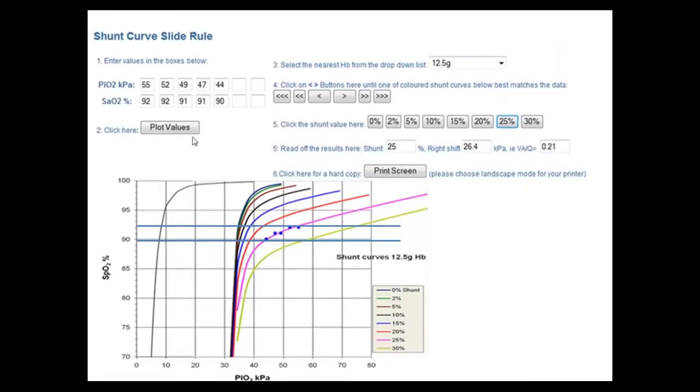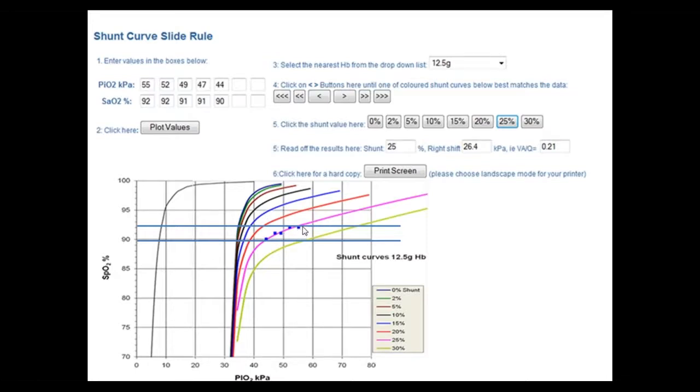If you apply that on the shunt curve slide rule, which is available as I mentioned online, the inspired oxygen fraction is high, and as I mentioned it will be the same if you are at sea level. It will be 55% inhaled oxygen, and the saturation 92. You reduce from 55 to 52, it will be 92. There is no change. Reduce again to 49, 91, slight change. So you can keep reducing until you have significant desaturation, and then you should stop.